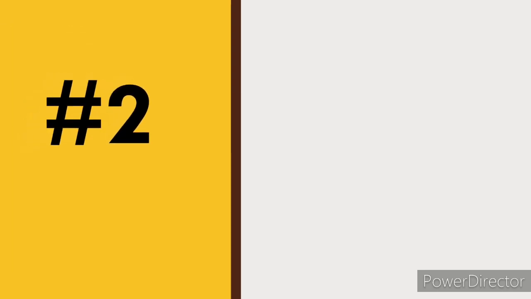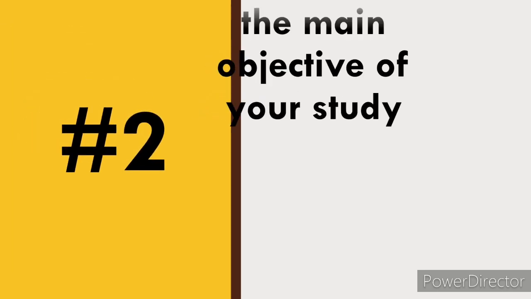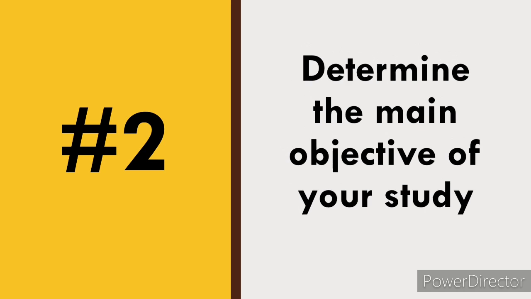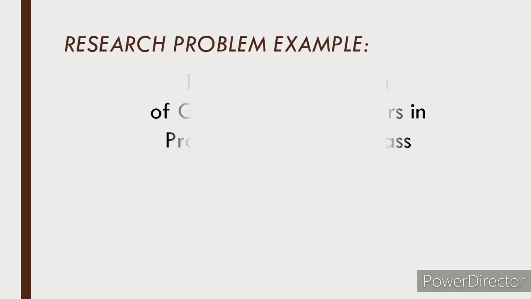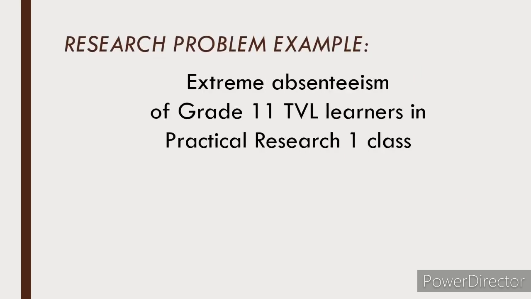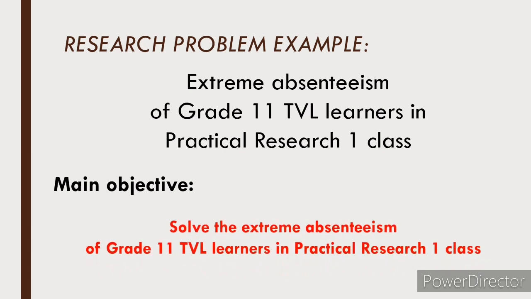The second step in writing an action research title is to determine the main objective of your study. Since my number 1 problem as a classroom teacher is the extreme absenteeism of grade 11 TVL learners in Practical Research 1 class, my primary concern is of course to solve it. The next question now is, what am I going to do to solve this problem? So here comes step number 3.